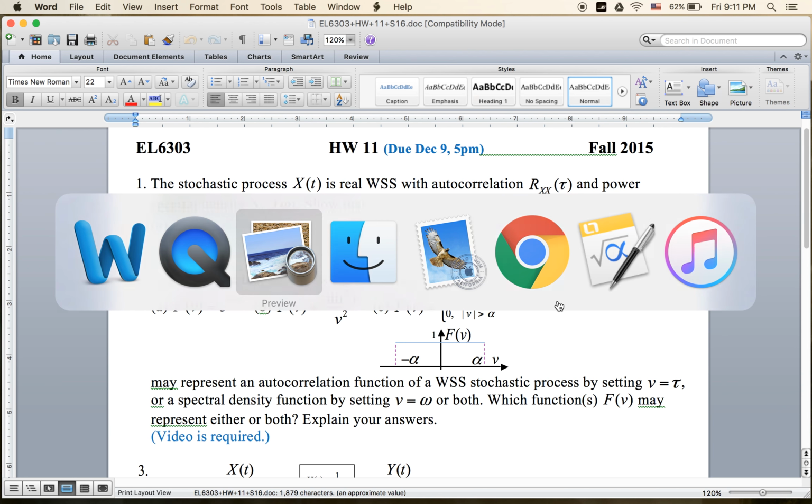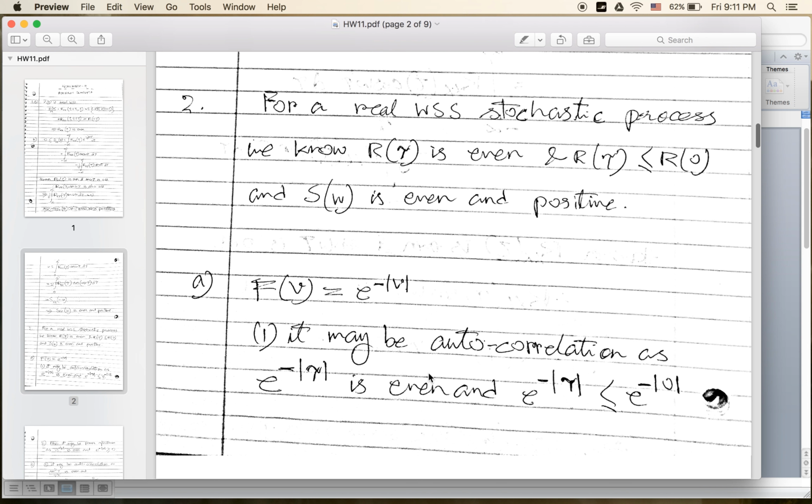So let's look at the solution now. We will use the fact that for a real wide sense stationary stochastic process, R of tau must be even, and R of tau is less than or equal to R of 0, and also its power spectral density S of omega is even and positive. These two statements were actually proved in question 1. So now let's look at the first function.